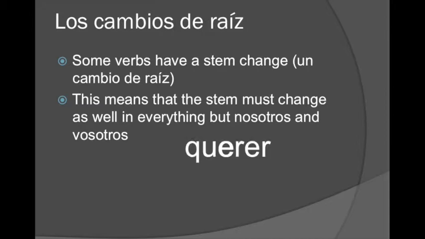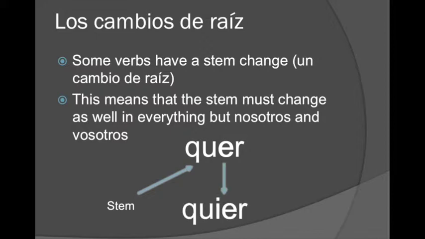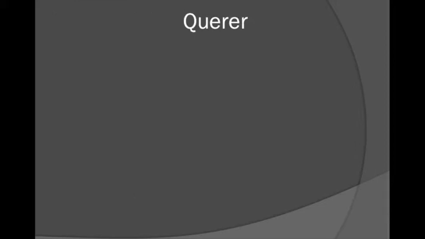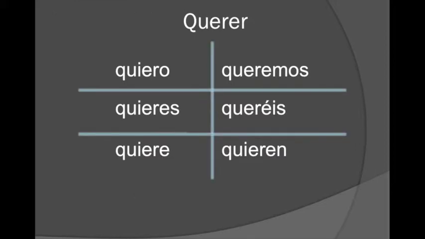For example, if we look at the verb querer and we took off its ending, leaving the normal stem, what we need to do is identify this as an E to IE stem change. So, what the E is going to do in the infinitive form is change to IE. And this is going to happen in all of the forms except the nosotros and vosotros form. For example, querer conjugates as such. Quiero, quieres, quiere, queremos, queréis, and quieren.